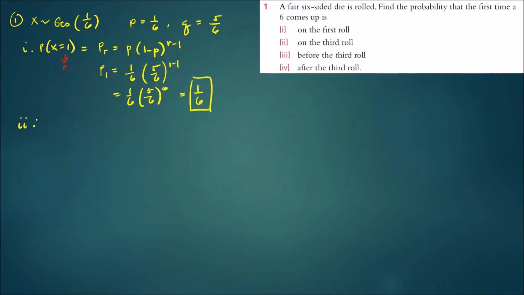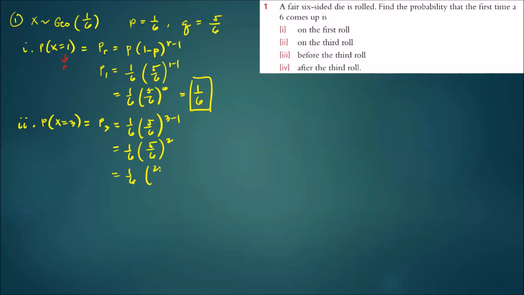Now for II, we're going to look for the probability that a 6 will come up on the third roll. That would be P sub 3 is equal to 1 by 6 multiplied by 5 by 6 raised to 3 minus 1. So that is 1 by 6 multiplied by 5 by 6 squared, or 1 by 6 multiplied by 25 over 36, which is equal to 25 over 216.